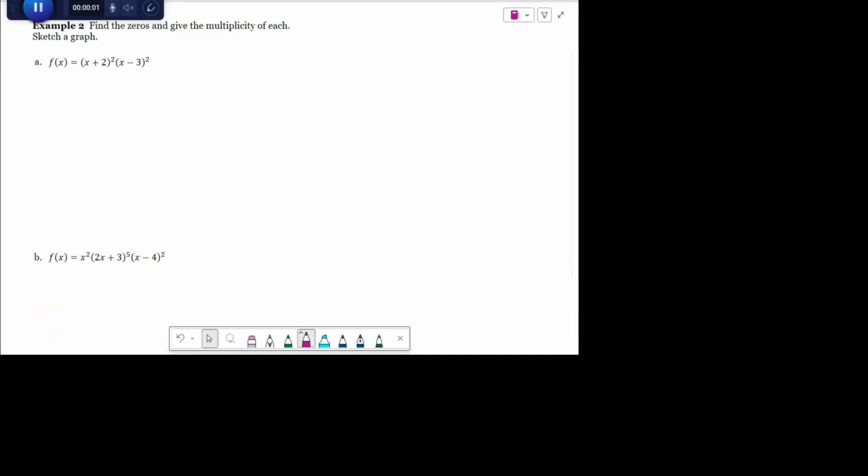Example 2. Find the zeros and give the multiplicity of each. Sketch a graph. We're going to put all of the components together that we've learned so we can get a rough sketch of what a picture of this graph might look like without using graphing software. Let's start by finding the x-intercepts. We're going to set this equation equal to 0.